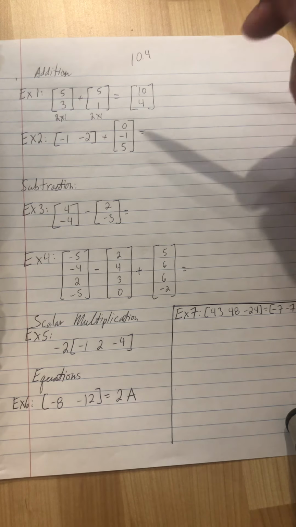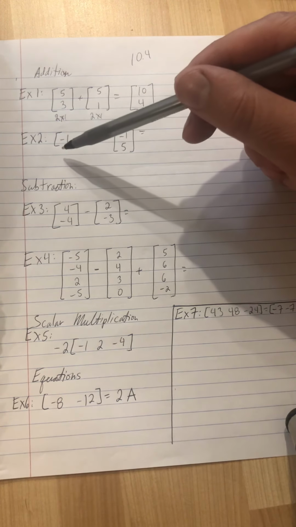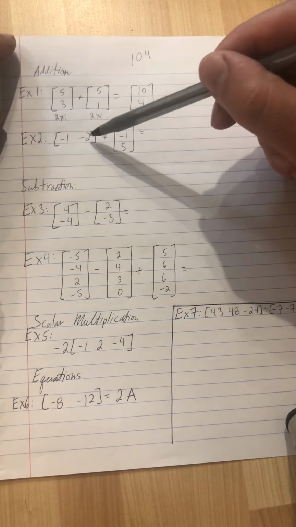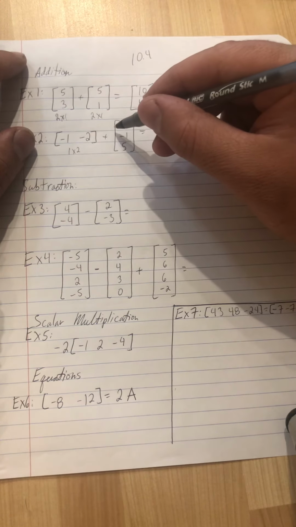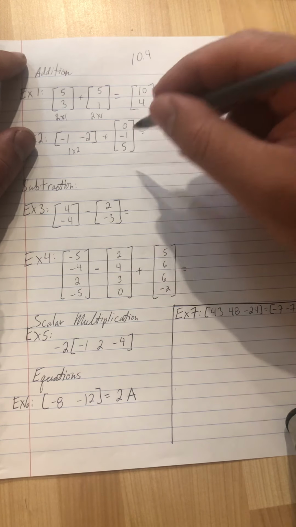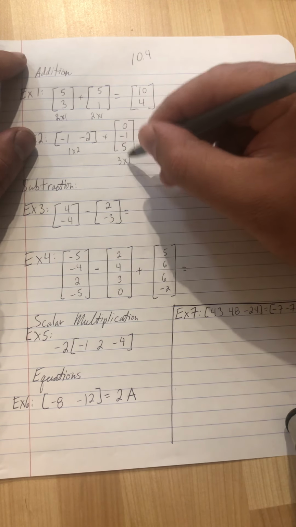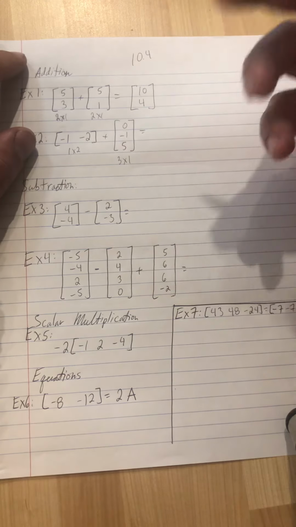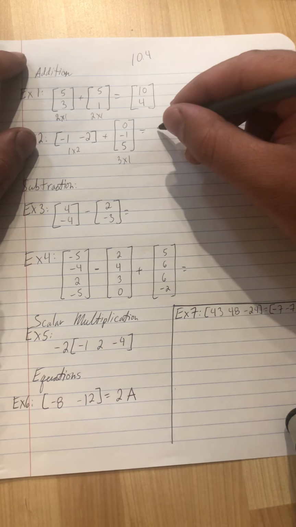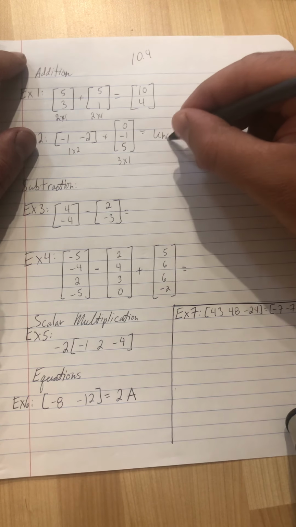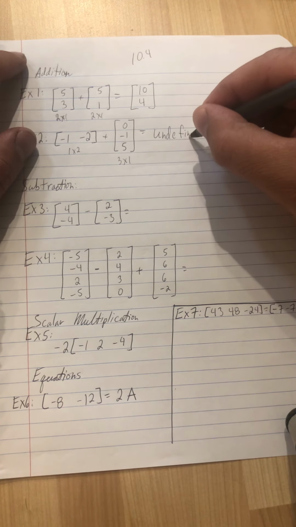Second example. This is 1 row, 2 columns. This is 3 rows, 1 column. Are these sizes the same? They're not. So the dimensions are not the same, which means you cannot carry out the operation for addition. So the answer is undefined.